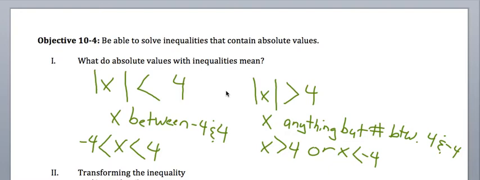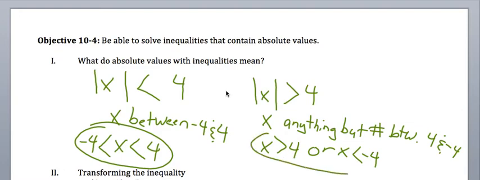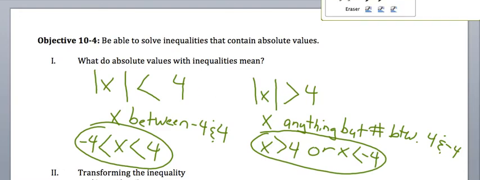It's basically the exact opposite of this one. You see, whereas this one was between those two, this one is anything but between those two. And this one was an or inequality. One or the other had to be true. Okay, so here's what I want you to do.